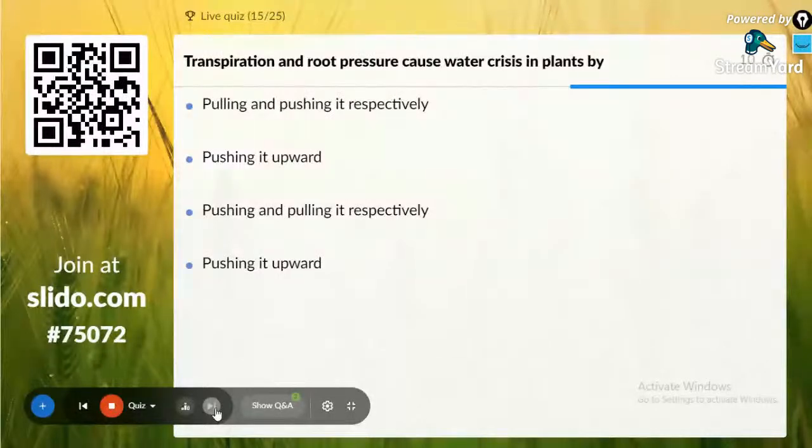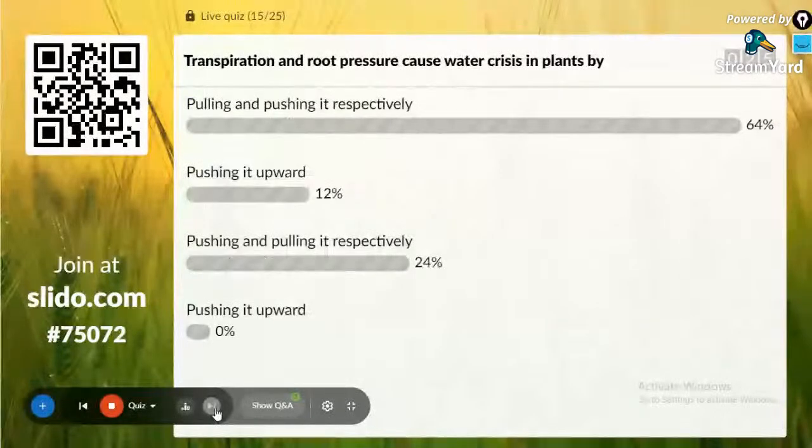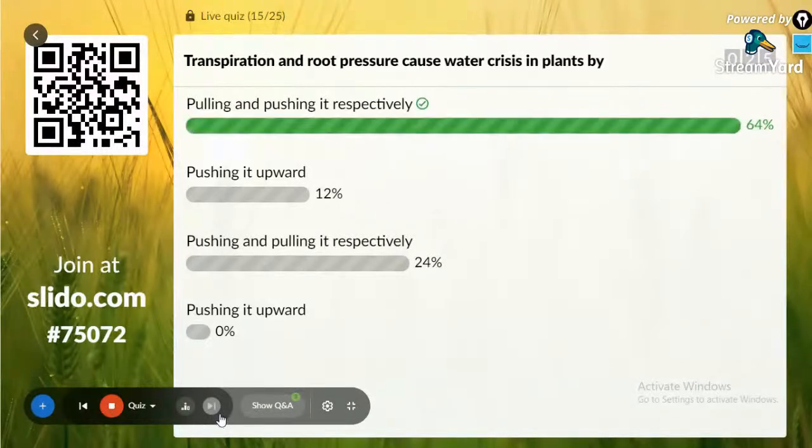Transpiration and root pressure cause water crisis in plants by option A, pulling and pushing it respectively, pushing it upward, pushing and pulling it respectively, pushing it upwards. Yes, the correct answer was chosen by 64% of the students: transpiration pulling and root pressure pushing. 16th question. We have 10 more questions remaining.